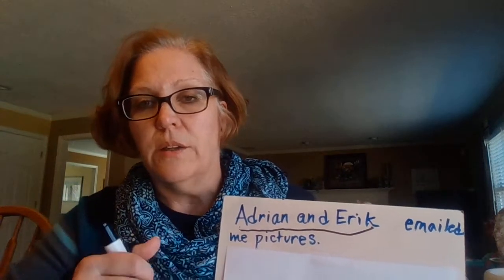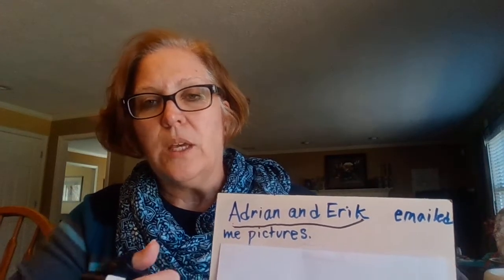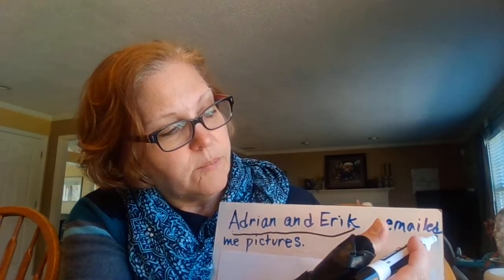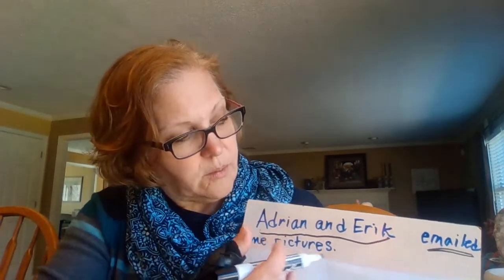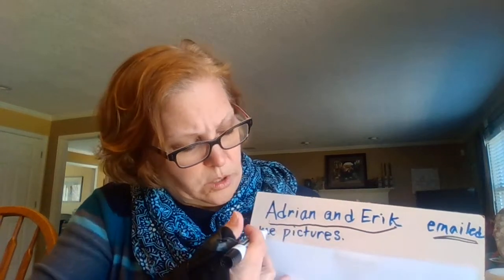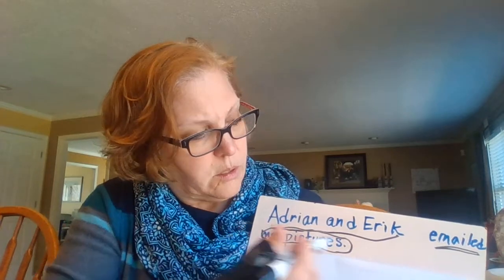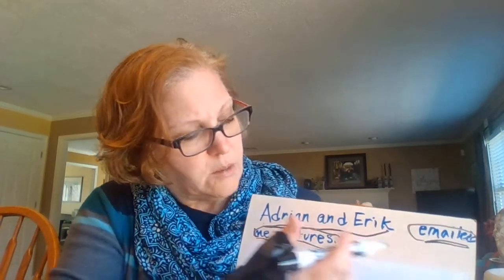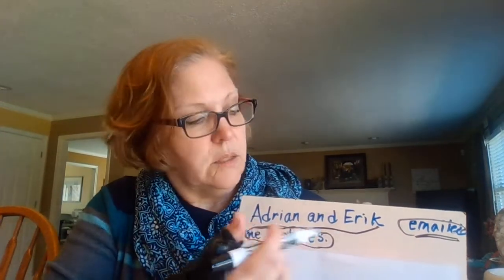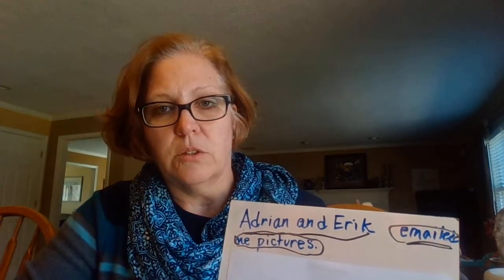Now, what are they doing is going to be our predicate. There are two ways of looking at a predicate. We can have just our very simple predicate, which is emailed. That's the verb. What are they doing? Emailed. They emailed me pictures. Or you can do the entire thing, and I'm going to circle it: emailed me pictures.